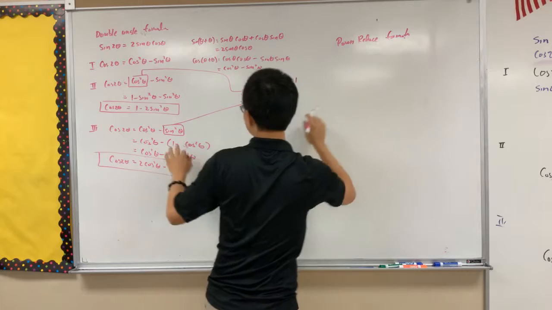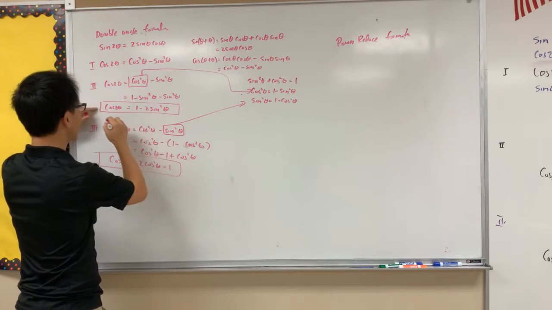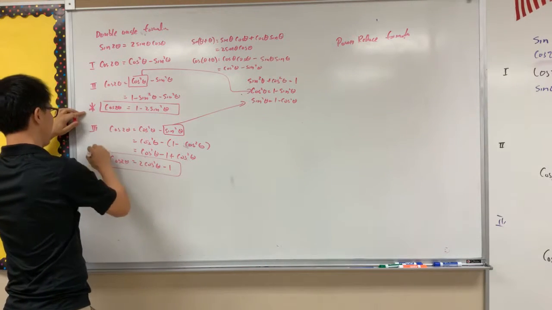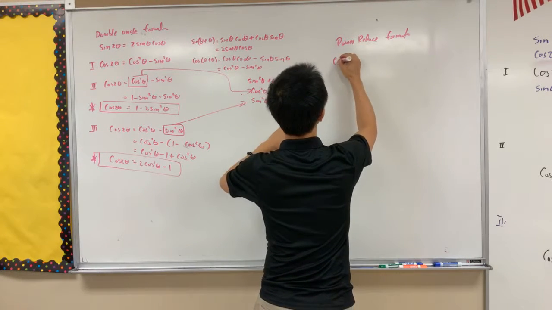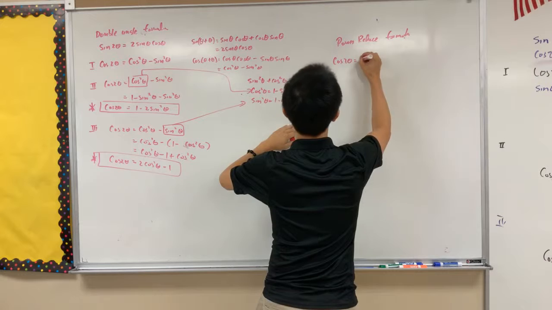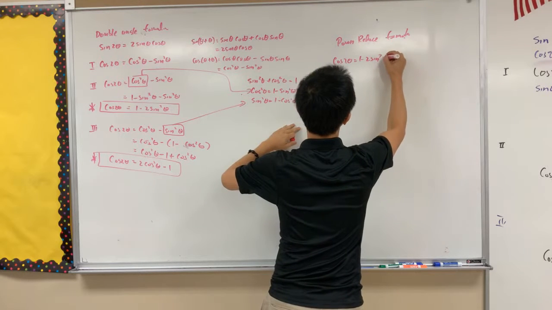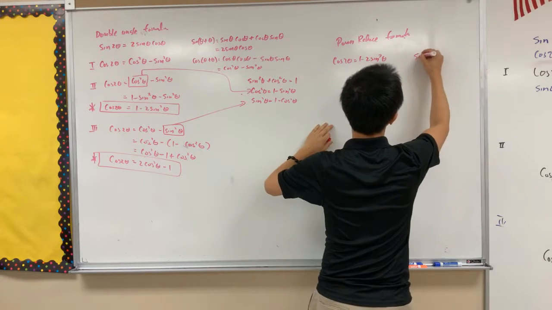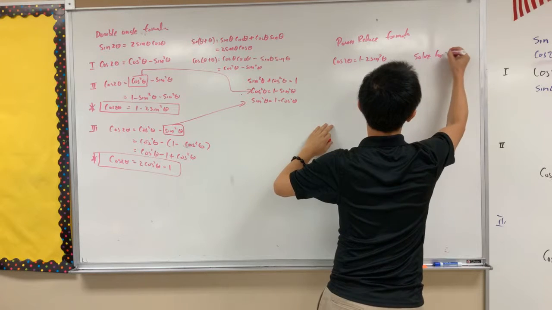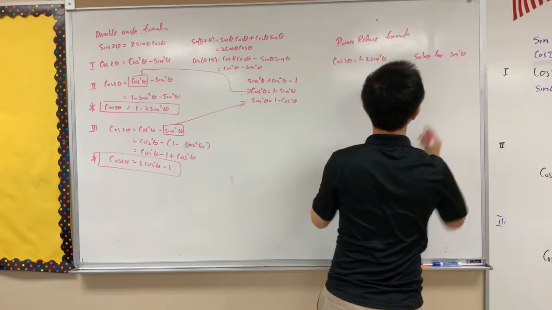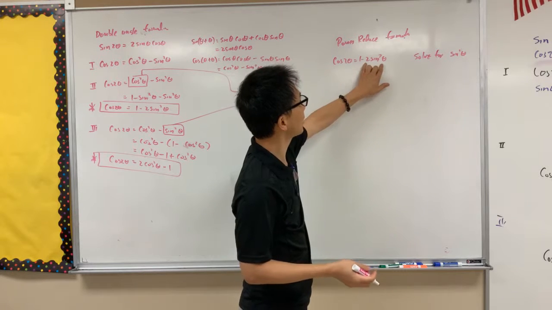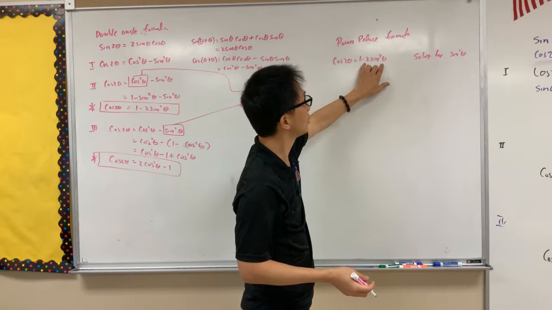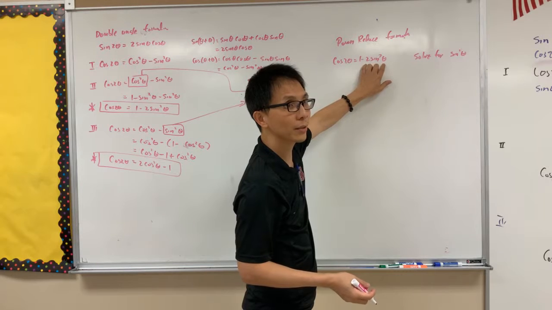Power reducing formula is taking this one. So we're gonna take this one. I'm gonna solve for sine squared theta. What do I mean by solve? That means isolating. Can I isolate this? Yeah, I can. So how do I isolate this?